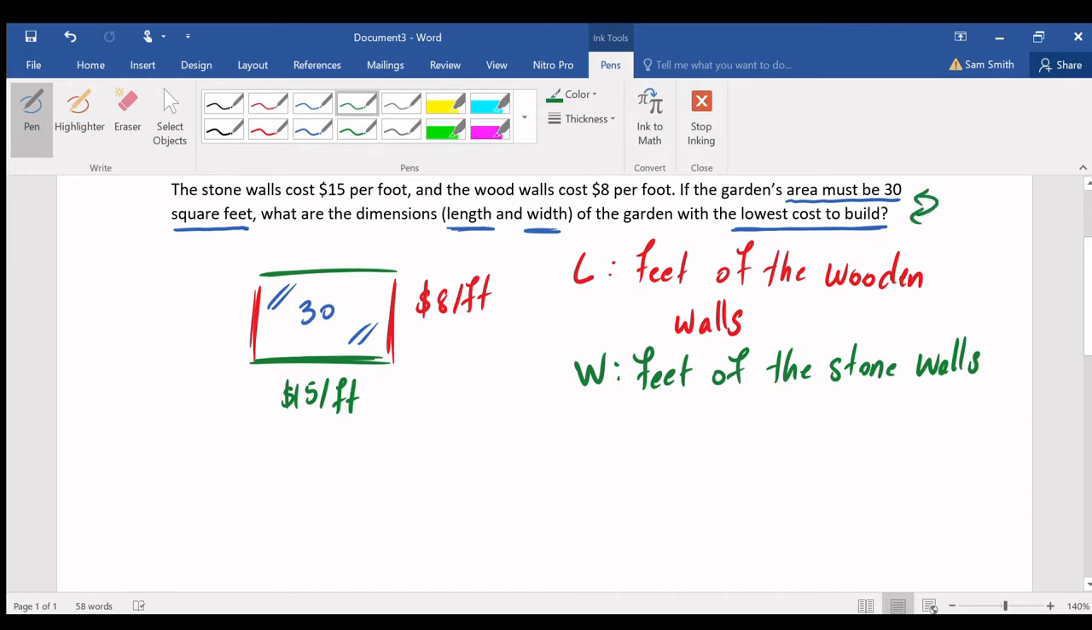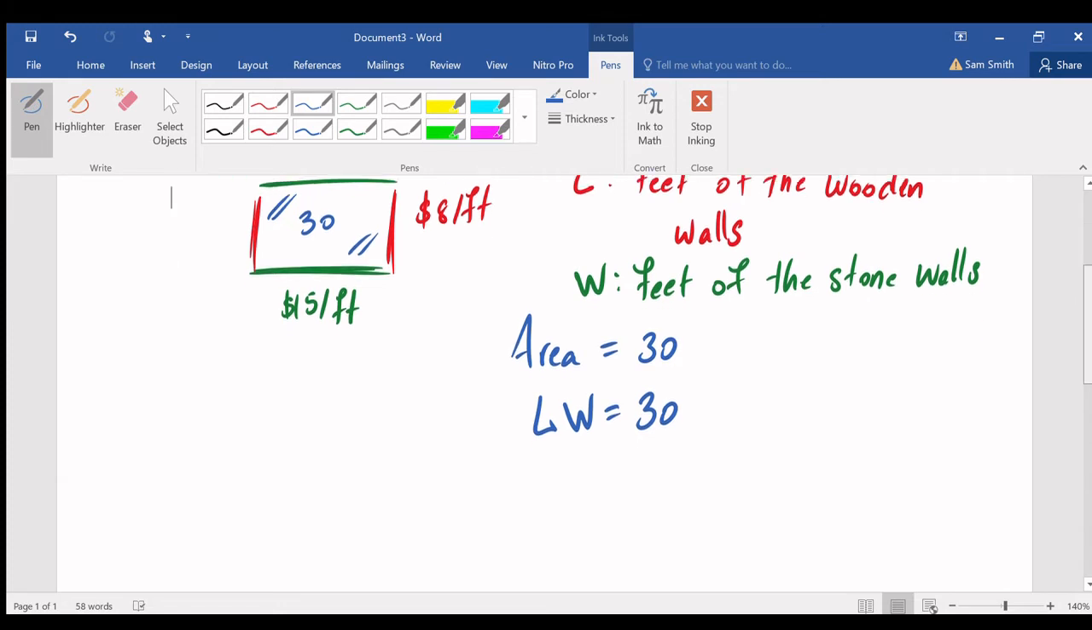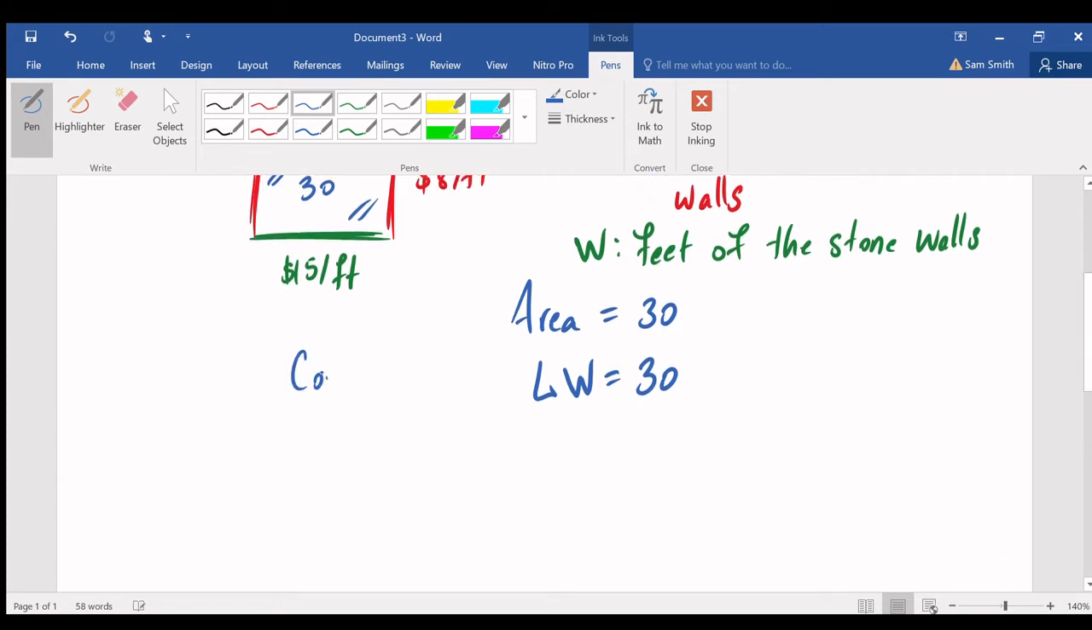My first requirement is that the area must be exactly 30. So rewriting this in terms of L and W, I will say that length times width must be exactly 30. So I'm going to label this as a constraint because this is something that's holding me back from being able to build whatever garden I want. I can't build just any old rectangular garden. I have to build one of exactly this size.